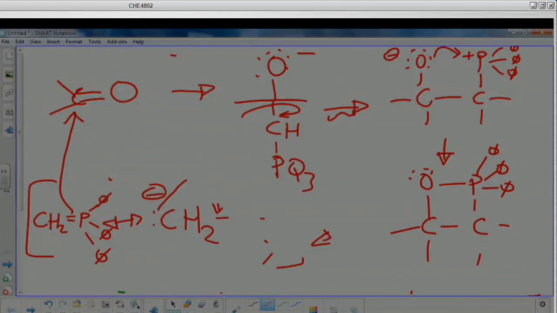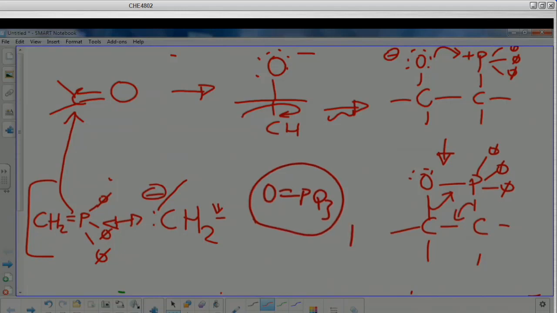So what is the driving force for this reaction? The driving force is the formation of a phosphorus-oxygen double bond. That is what drives this reaction to release an alkene. Then we're going to have a phosphine oxide where we have got the oxygen-P double bond. This is the driving force, and we are releasing an alkene. So this is the Wittig reaction.